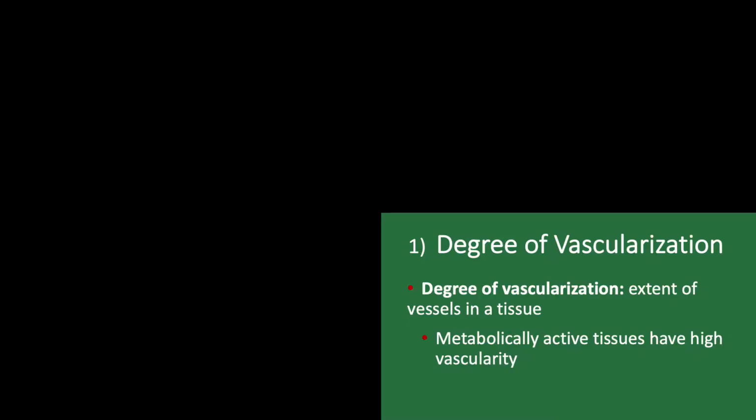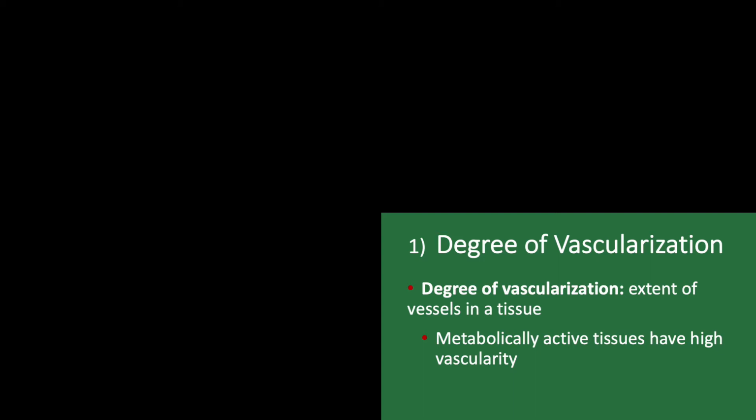All right, the first factor that local blood flow is dependent upon is the degree of vascularization. So that's kind of the vessel distribution within a specific tissue. And that's going to determine how much blood we can deliver to that tissue. Okay? And what we see is that organs that have very high metabolic rates have high vascularity.